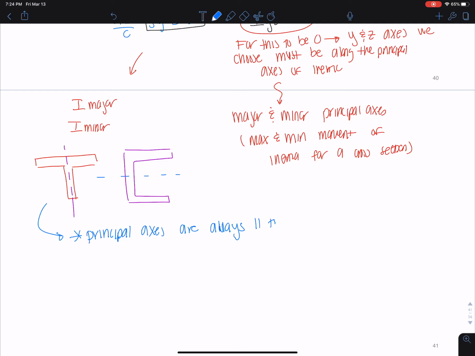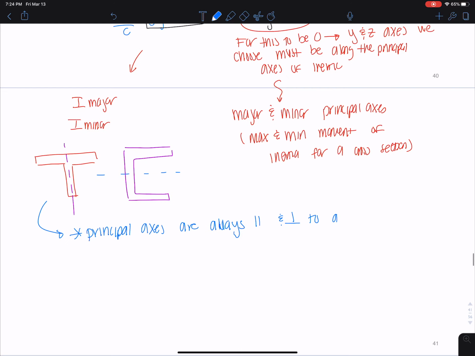Parallel and perpendicular to the axis of symmetry. So one is parallel, one is perpendicular. And this is only true if there is an axis of symmetry, which we're going to be sticking to, shapes where there is. Okay, so I'll show you a couple of examples on this.